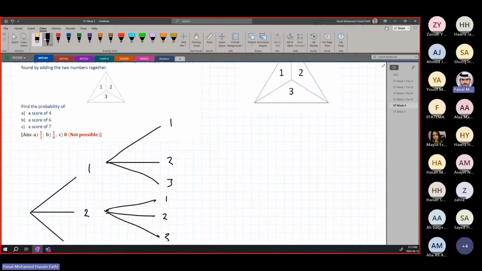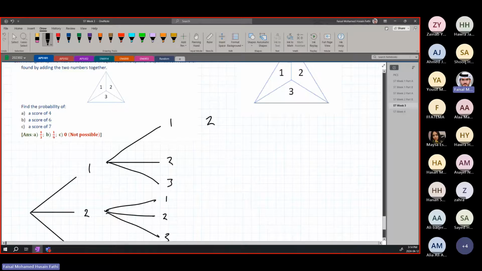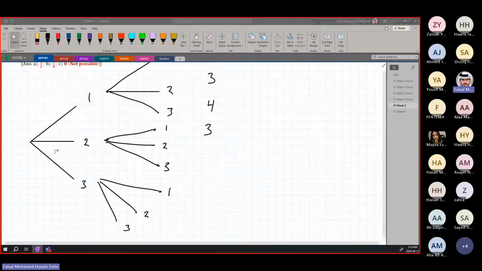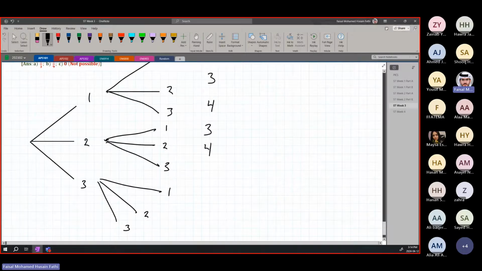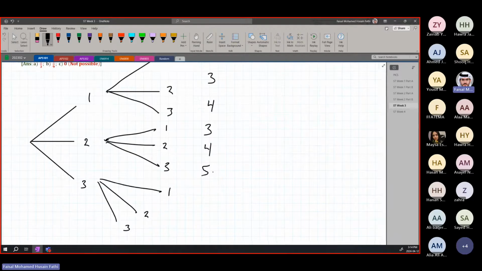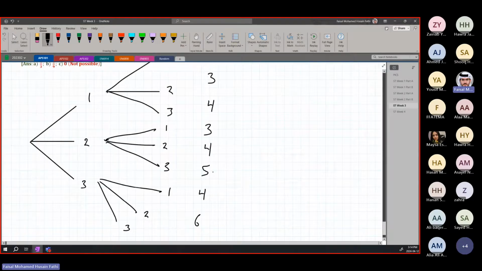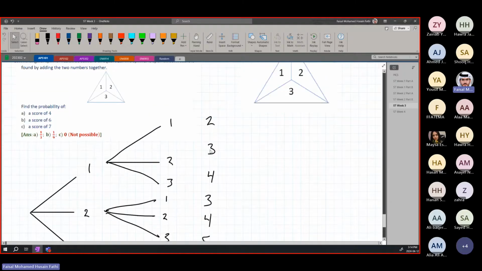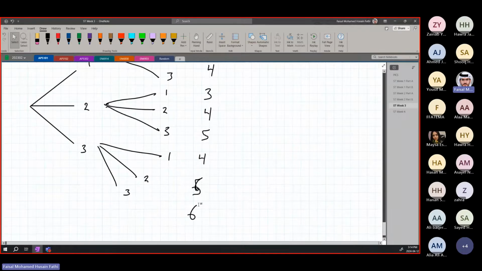So if you notice, our first option is going to be 1 plus 1, which is 2. Then 1 plus 2, which is 3. Then 1 plus 3, which is 4. Then 2 plus 1, which is again 3. Then 2 plus 2, which is 4. Then 2 plus 3, which is 5. Then 3 plus 1, which is 4. Then 3 plus 2, which is 5. Then 3 plus 3, which is 6. So if you notice here, we have 2, 3, 4, 3, 4, 5, and then 4, 5, 6.